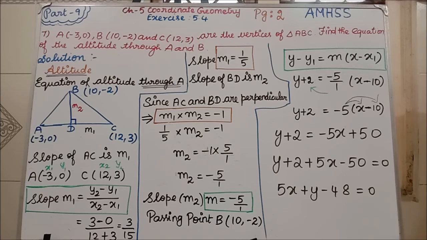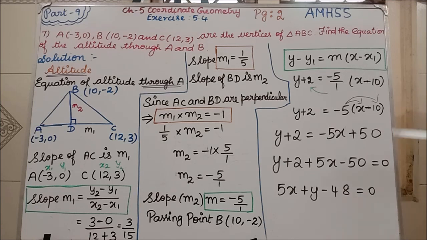Equation of the straight line, in what format will we write? We write the x term, y term, then the constant term, isn't it? So I am writing the x term first, 5x plus y, then 2 minus 50 is what? Minus 48, equal to 0. This is our altitude through B equation.